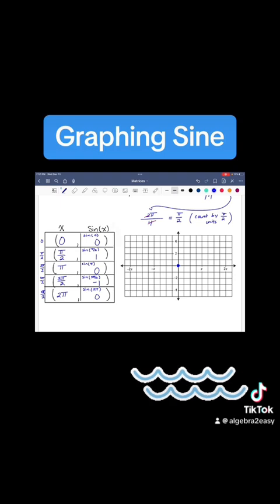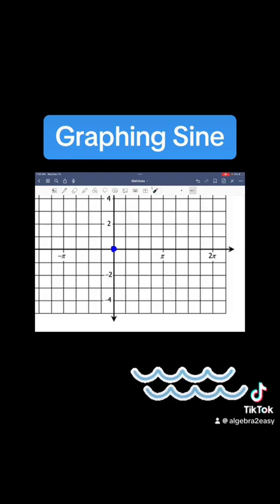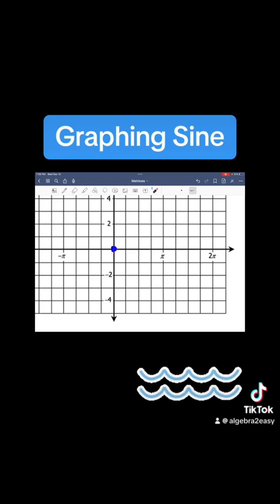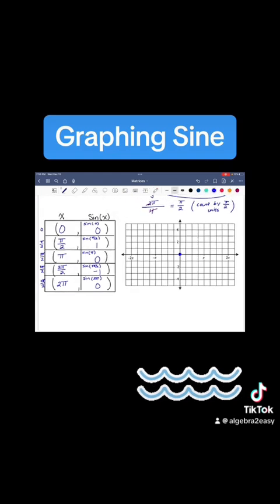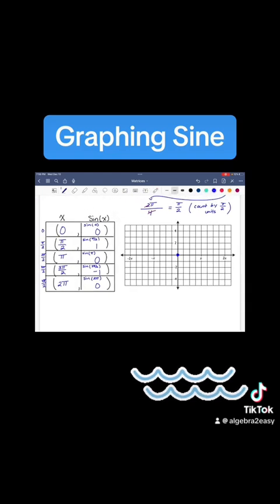All right, now we have pi over 2 and 1. You may be asking yourself, where is pi over 2? Well, if this is 0 and this is pi, and we want half of pi, pi over 2 is going to be right in the middle of that. So we want pi over 2 and then up 1, pi, 0, and then 3 pi over 2, -1.